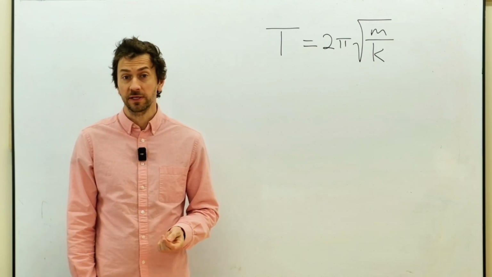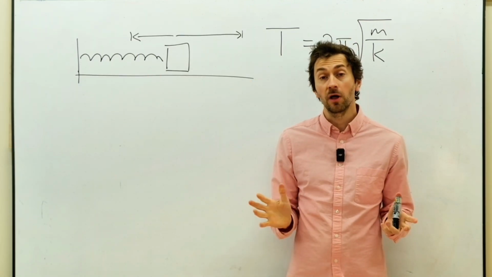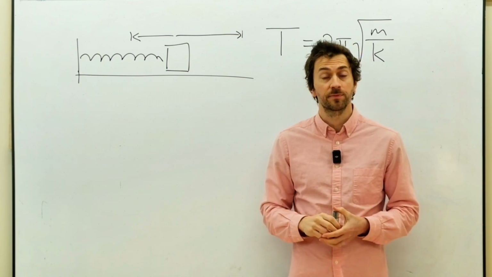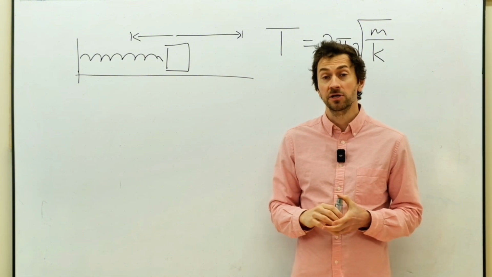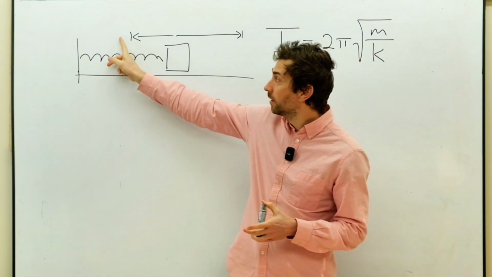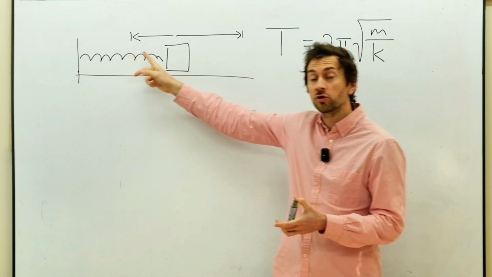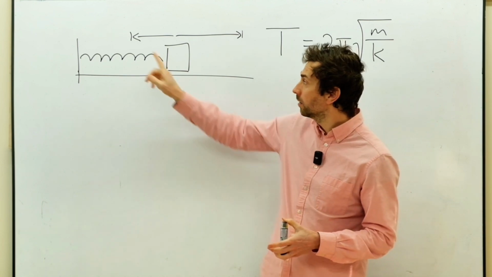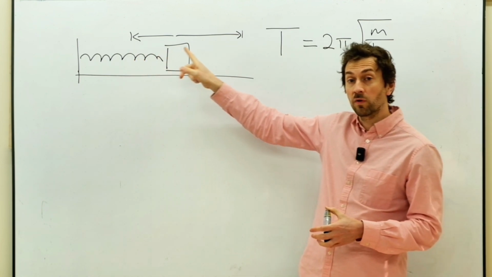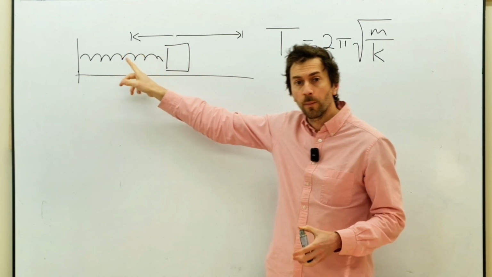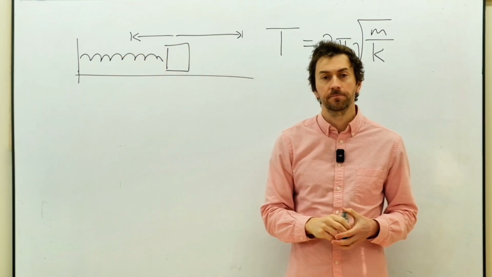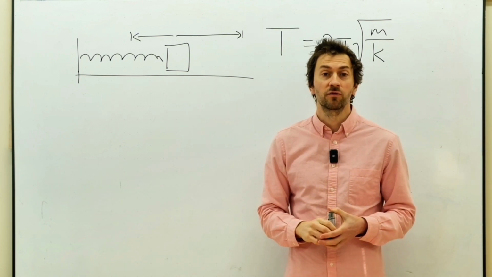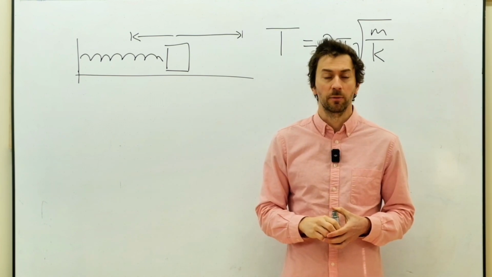So let's talk about what this means a little bit. Here's a block on a spring, and the block has a mass m and the spring has that spring constant k. We're going to imagine that the block starts on the left side here and is oscillating to the right and to the left. So the period is the time it takes to start from here on the left side, travel to the right and travel all the way back. One oscillation. So we can calculate what the period of this spring system will be with this formula, T equals 2 pi square root m over k.